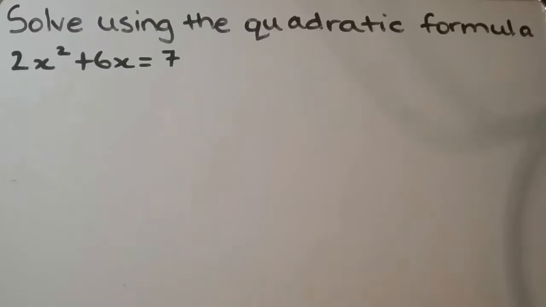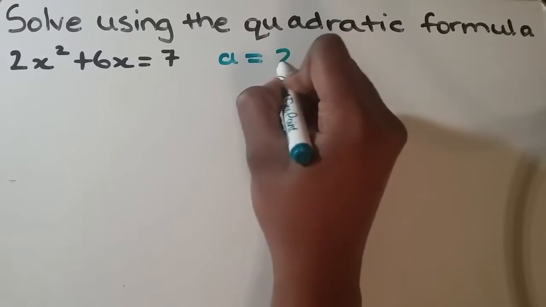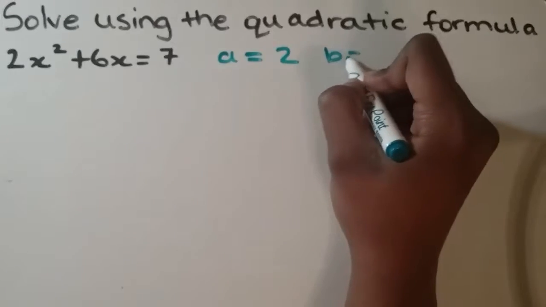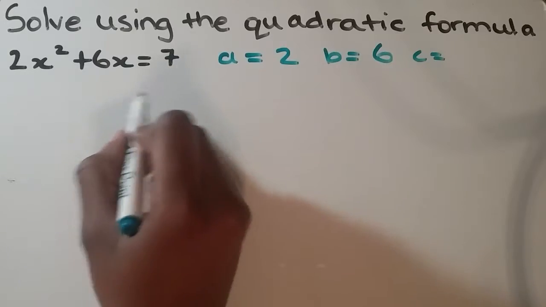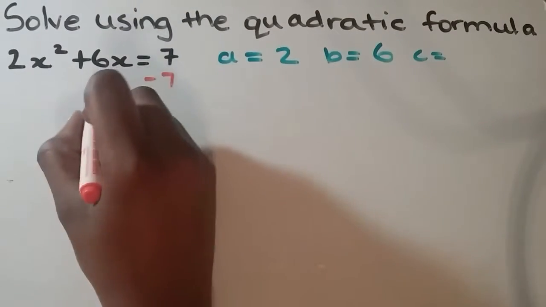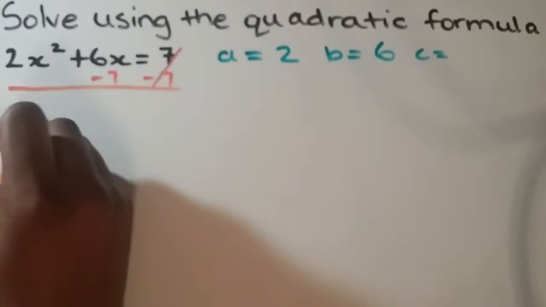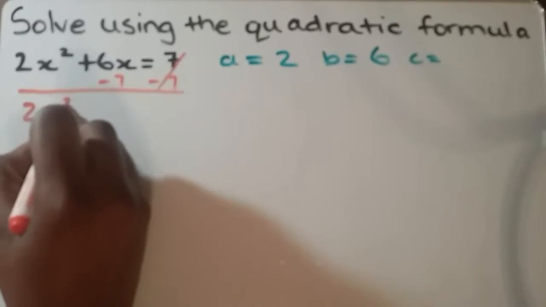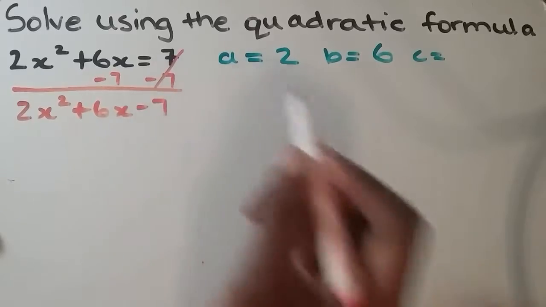We're being asked to solve 2x squared plus 6x is equal to 7 using the quadratic formula. But this equation isn't in standard form. We know that a is equal to 2, b is equal to 6, but since all of the terms are not on one side of the equation, we don't know what c is equal to. So to find out c, we have to subtract 7 from both sides. When we do that, we get 2x squared plus 6x minus 7. So we know that c is equal to negative 7.